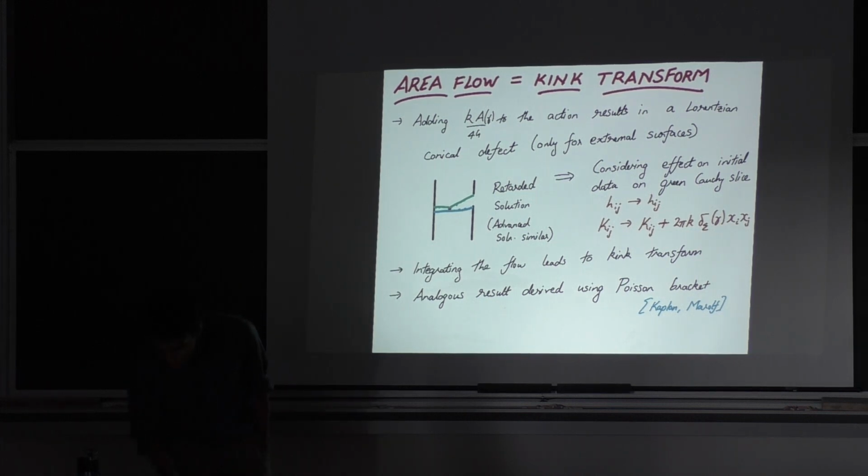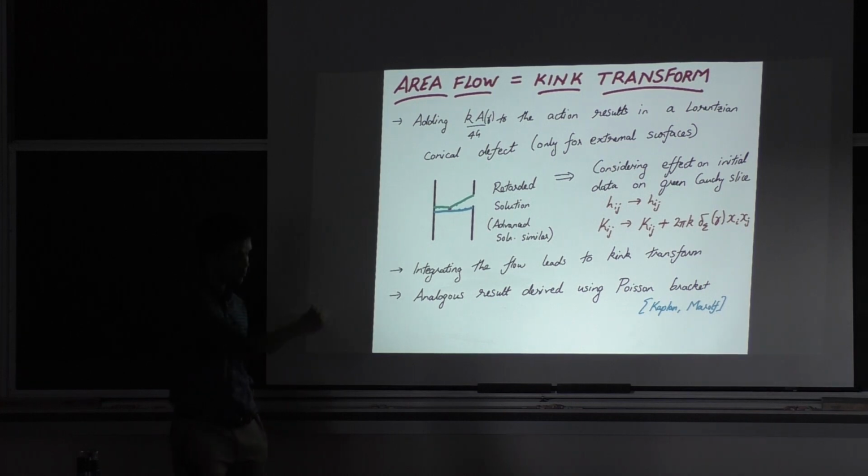The advanced solution is quite similar. When you consider the difference between these, just because of how a cone is, the induced metrics agree on these two regions, but the extrinsic curvature is shifted by precisely the amount that the Kink transform tells you. So the linearized effect on the initial data is to shift the extrinsic curvature by some linear amount, and then you can integrate that flow and you find that it gives you the Kink transform. So using the Peierls bracket, we derived that the area flow gives you this kink because of the presence of these conical defects.